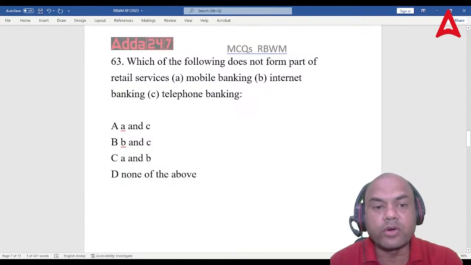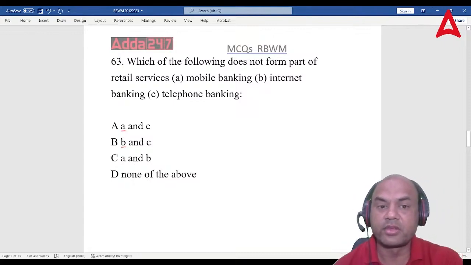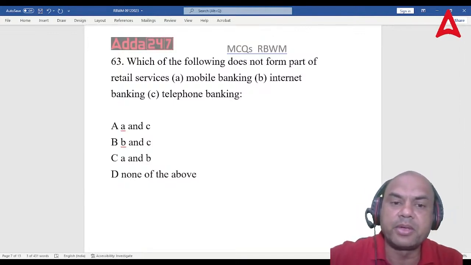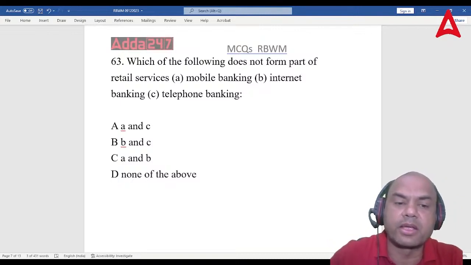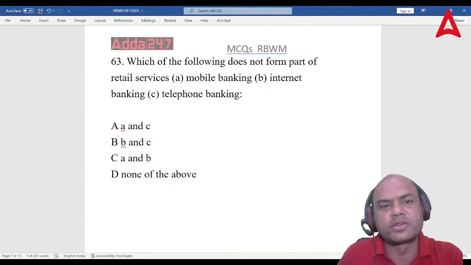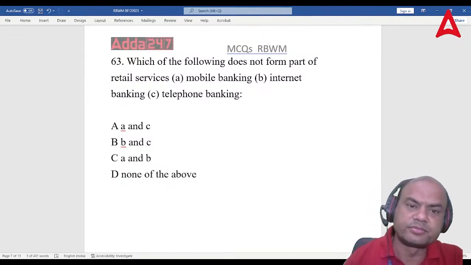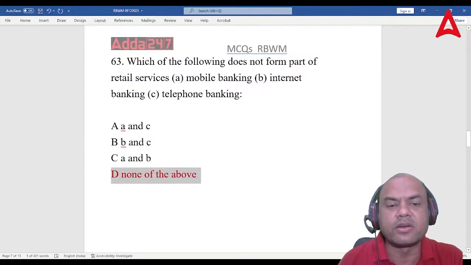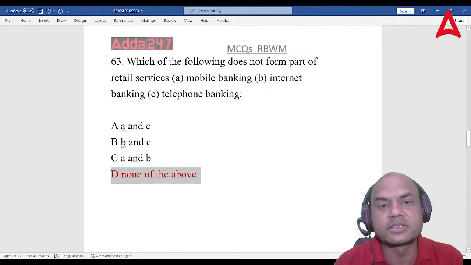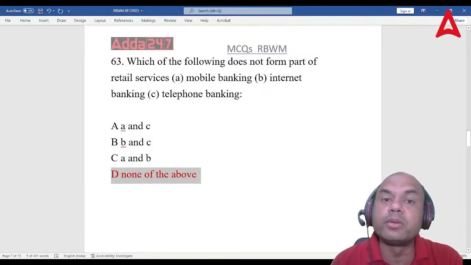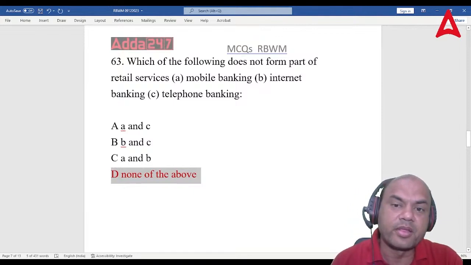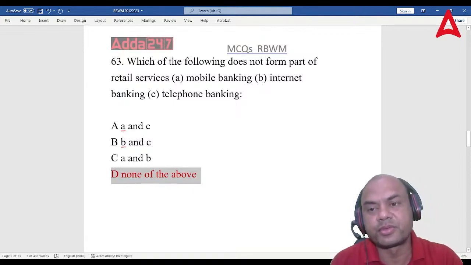Which of the following does not form the part of retail services? Mobile, internet, telephone banking. A, B, and C. It's quite simple now. The answer is none of the above, isn't it? Because all are the part of alternate channels. What is alternate channels? Alternate channels mean those channels where a human being is not directly involved. Mobile banking, internet banking, app banking, telephone banking, social media banking, all these. So these are a part of retail services now.